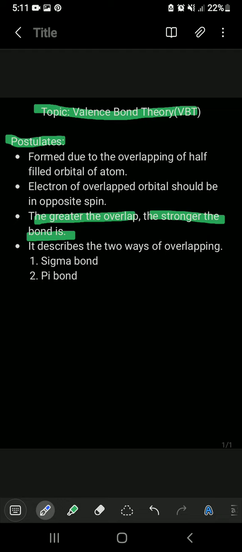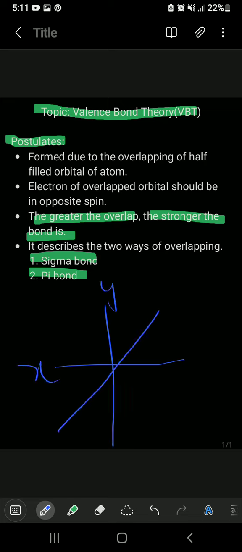Now it describes two different ways of overlapping: sigma bond and pi bond. What is the difference between sigma bond and pi bond? Sigma bond is basically the overlapping on the x-axis. There are three axes: x-axis, y-axis, z-axis. The overlapping on the x-axis is called the sigma bond. The first bond is always a sigma bond.